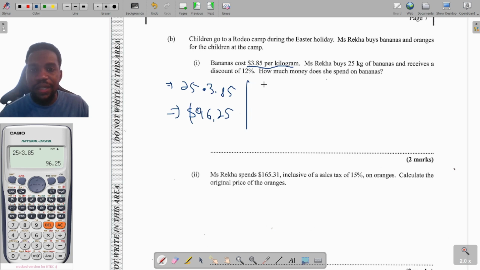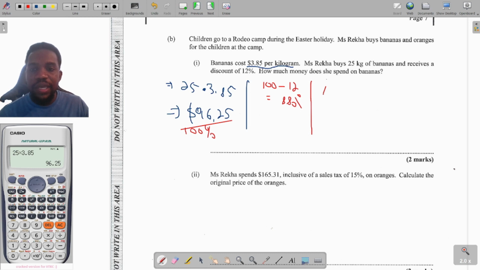So here's my option. We have two things we can do. The original price of any item always represents 100%. So this is 100%, right? They take off 12%. So I'm going to go 100% minus 12, and that is going to give me 88%. Which means that the cost that she's going to pay is 88% of the original price without the discount.